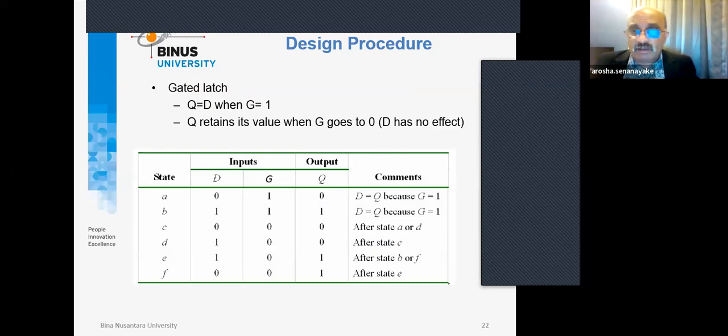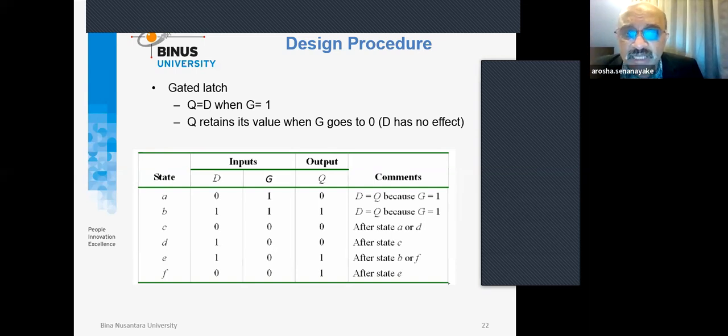Let us see a simple example: the gated latch. The expectation is that the output Q is always equal to D when G is equal to 1. Q retains its value when G goes to 0, so D has no effect. This is a kind of buffer or memory element. It just passes through the value, and that's all. How many states we can generate out of this is what matters.